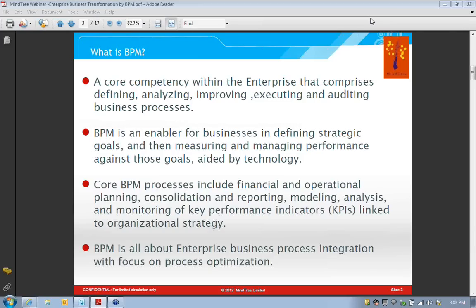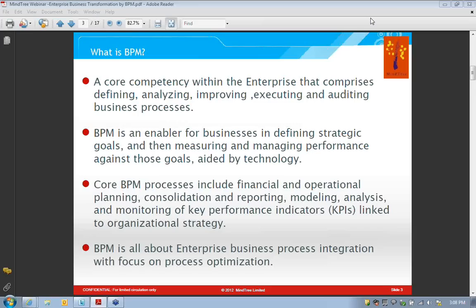To top it all, a simple definition for a technology practitioner: we will say BPM is all about enterprise business process integration with focus on process optimization. As we are all aware, why we integrate organizations' applications is because of the umpteen number of siloed applications within the organization landscape.